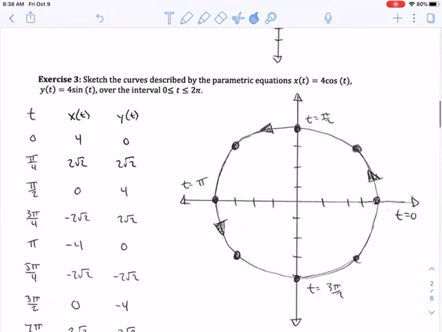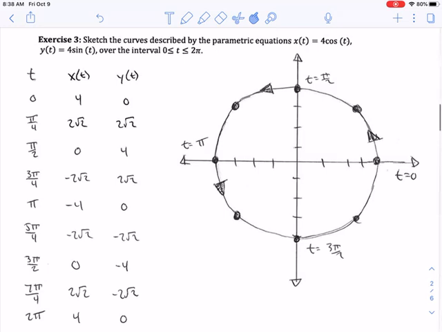Another example. And so you can see ahead of time, this is going to be a circle, but you don't always know that. But you can tell sometimes by looking at the parametric curves. So in this particular case, x sub t is a function of cosine, 4 times the cosine of the parameter t. And y sub t is 4 times the sine of t.